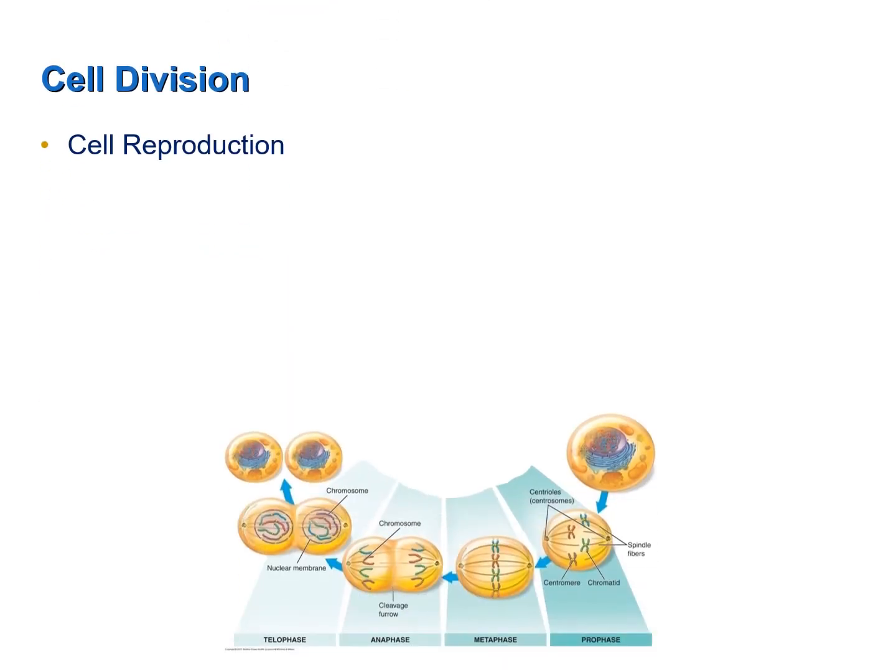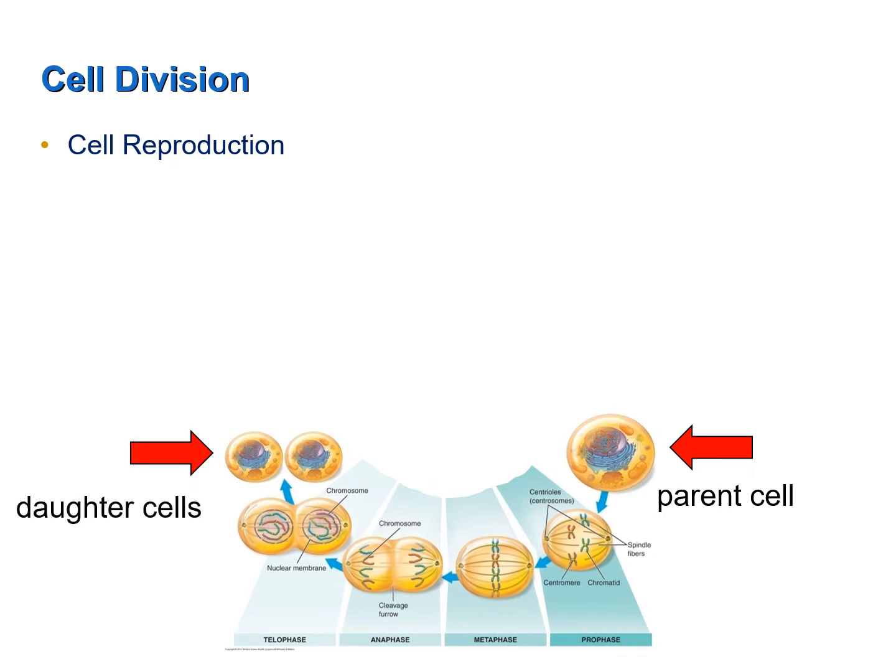Cell reproduction is cell division. It's how cells reproduce. We start with one parent cell, and it goes through a process that results in the production of two what we call daughter cells, which are identical to the original parent cell. Why is cellular reproduction important? Well, it's absolutely essential for growth and development.